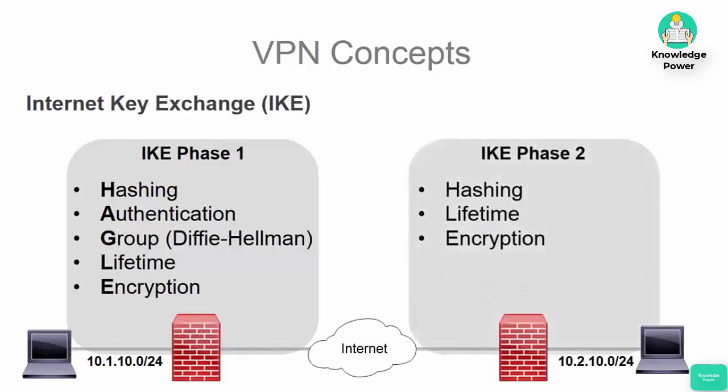Next, phase 2 parameters like hashing, lifetime, and encryption are negotiated with transform set configurations. Then finally, an IPSec security association is created for the interesting traffic, and data can be encrypted and decrypted between the VPN gateways.